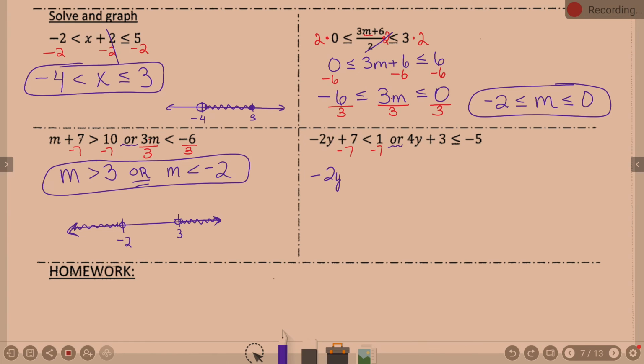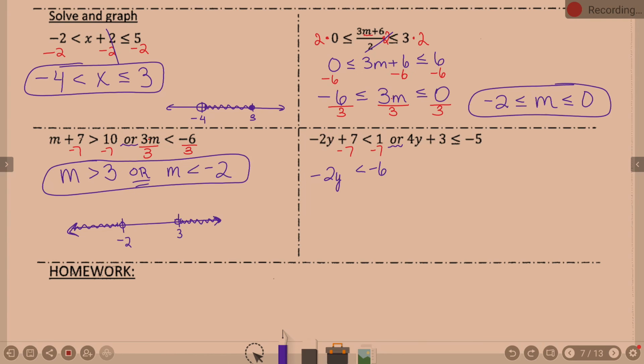-2y carries down. 7 minus 7 is 0, cancels. Carry down my less than sign. What's 1 minus 7? -6. Okay, but I'm not done because y's not by itself. Back it up.